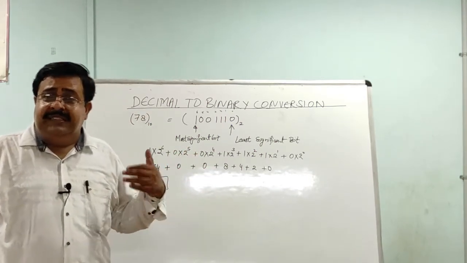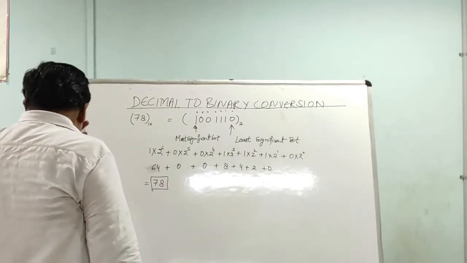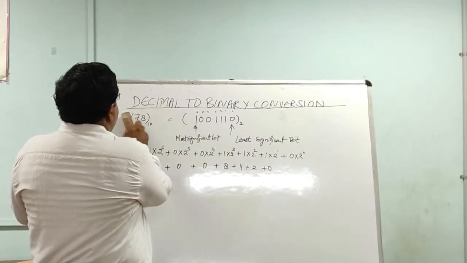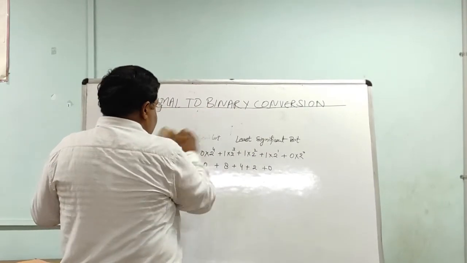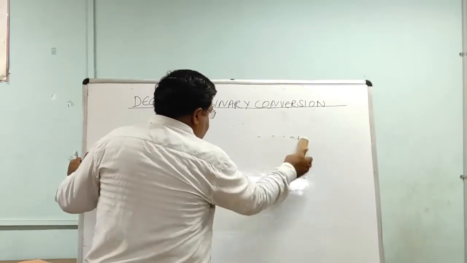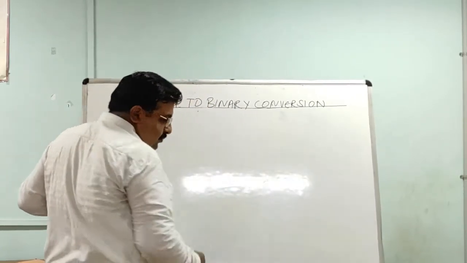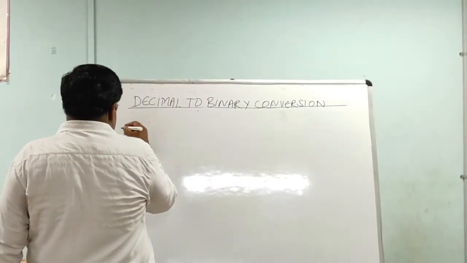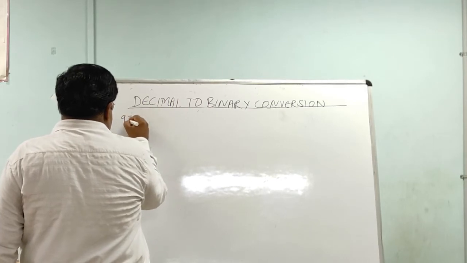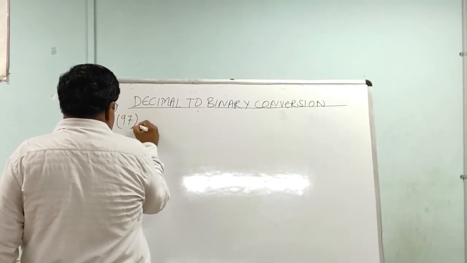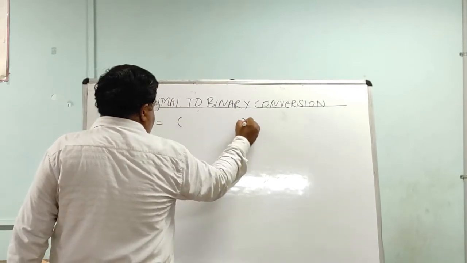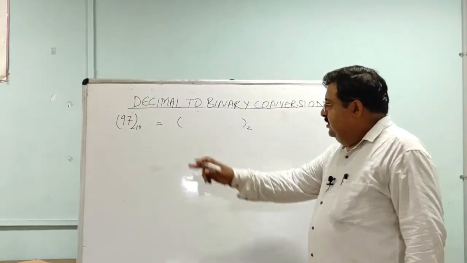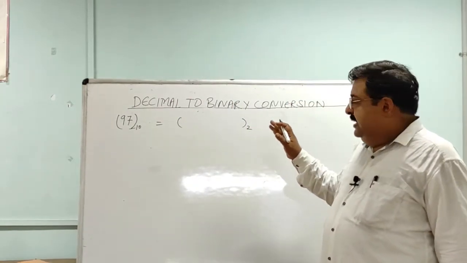Now the second method. In the second method, there won't be any division or multiplication like this. Let us say I have to convert 97 to its equivalent binary number.